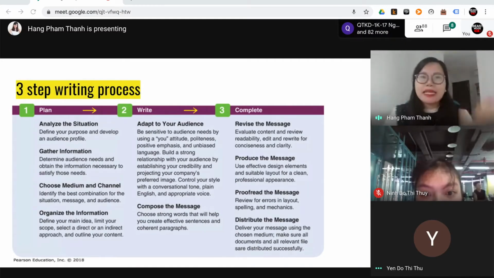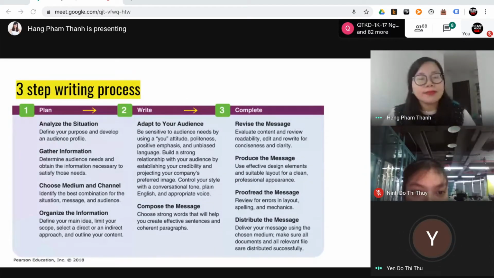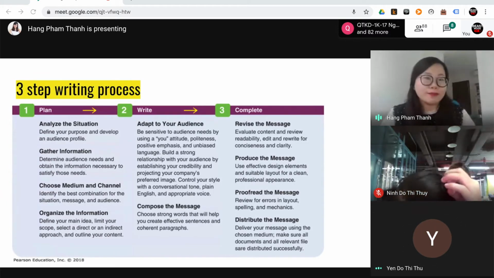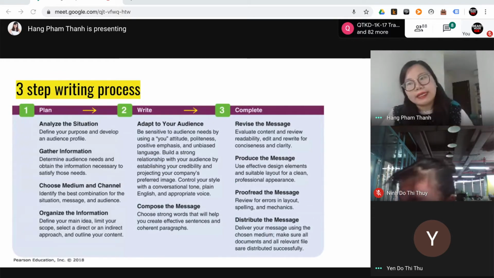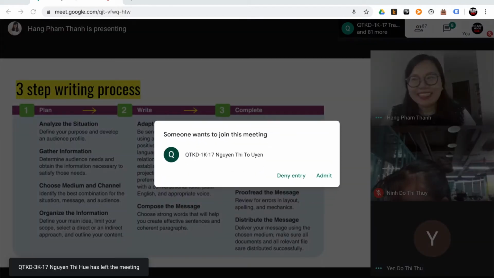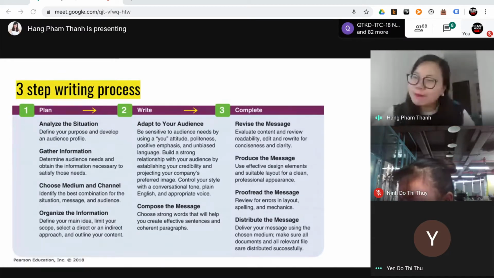Amongst these three steps, which do you think is the most important? Which do you think that we should spend the most time on? Is it planning? Is it writing? Or is it completing? Or should the time be equally divided among the three steps, like one third of the time for planning, one third for writing, and one third for completing? What do you think? Which one should be the most important one?